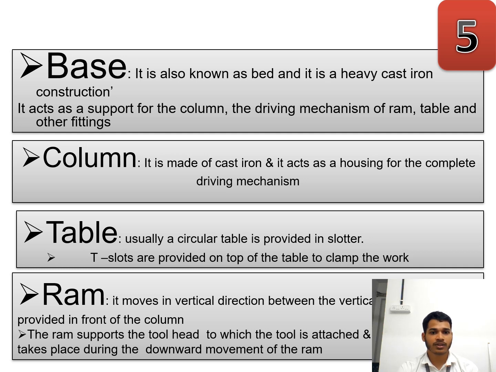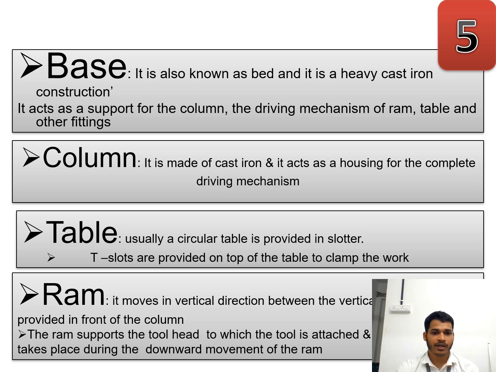The table is usually circular and slotted, and the slots on top of the table are provided to clamp the workpiece. Generally, the table is used for holding the workpiece, and we can fix it by using a bench vise, V blocks, or other types of components.